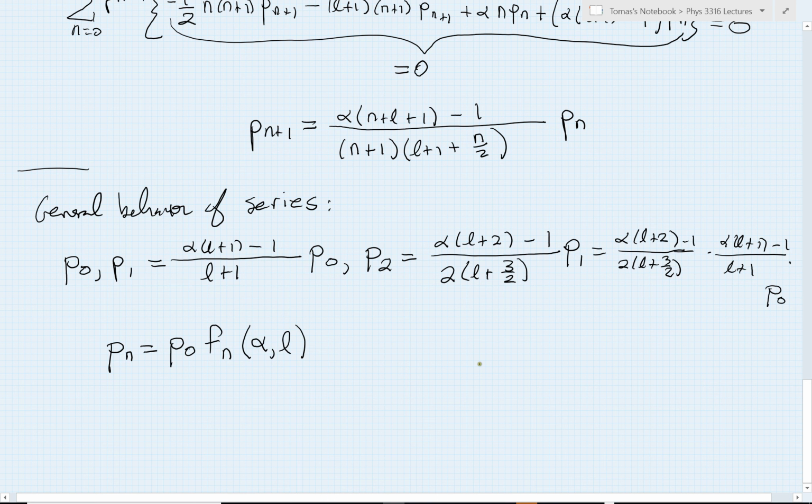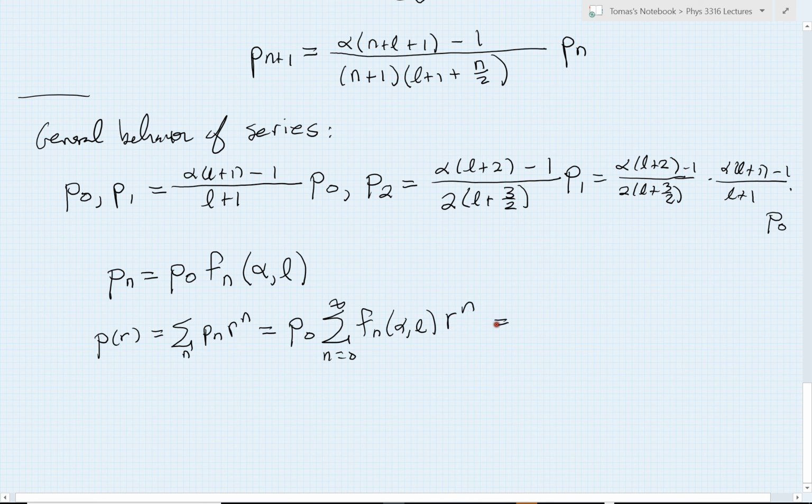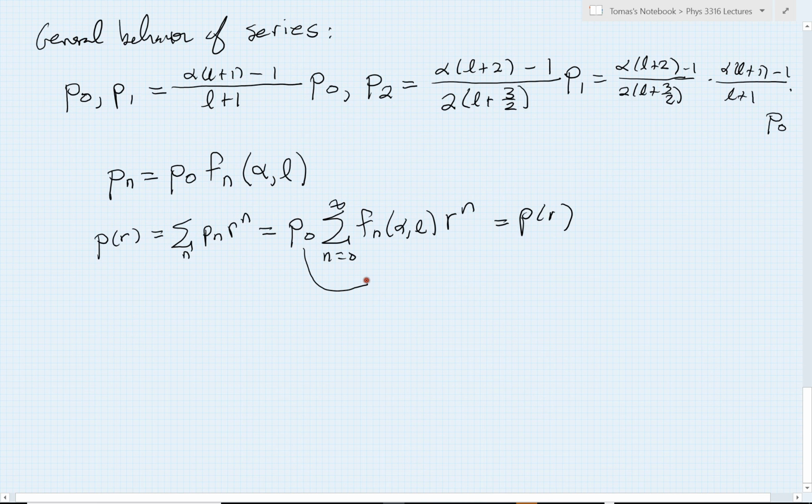Now we can imagine that that is the general appearance of our series. So then if I want to understand the function p of r, that is going to be, of course, my power series, sum on n, pn r to the n. Well, I can substitute in this form, and I can always factor out the p0. So it's going to be p0 times sum on n, n goes from 0 to infinity, of these crazy functions of alpha and L, times r to the n. And that's my general behavior of my function p, where we see p0 is nothing other than a normalization constant we can use later, determined by the norm of our wave function.